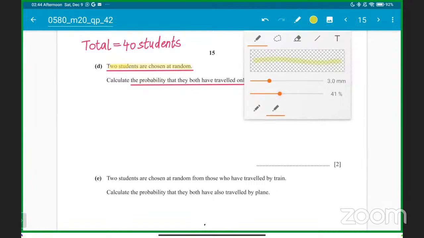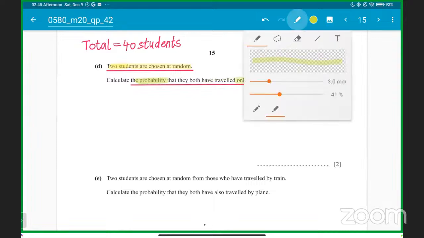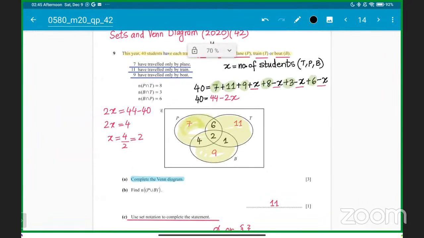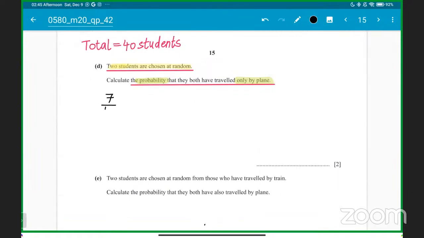We have to calculate the probability that they both have traveled only by plane. This is the favorable outcome that you need. You only look at plane. There are only 7 students who have traveled by plane. So the first student that you choose will be 7/40, and the second student that you choose will be 6/39.